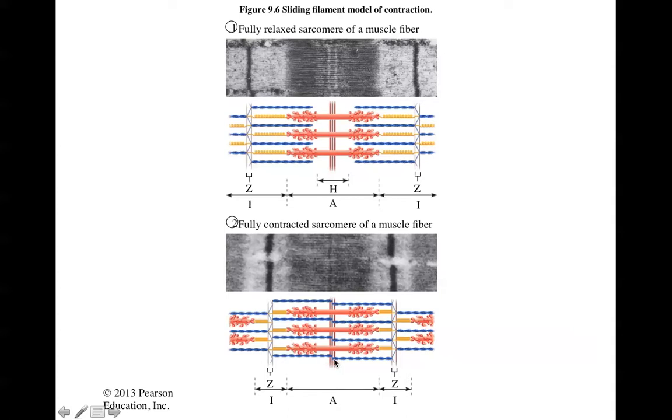Additionally, the H-zone has virtually disappeared. Think about what the H-zone is. The H-zone is the space between the ends of the thin filaments. Since the thin filaments are much closer to each other, there basically is no H zone in this picture. The A band has not changed its shape at all. The I bands have gotten shorter. So take a close look at that and convince yourself that is true and why that is true.